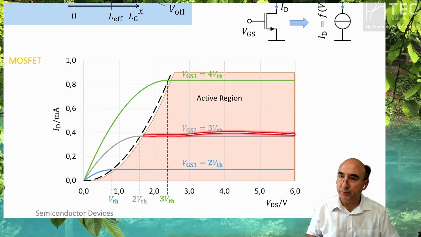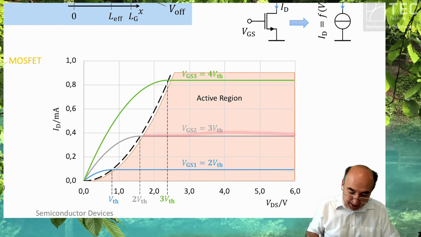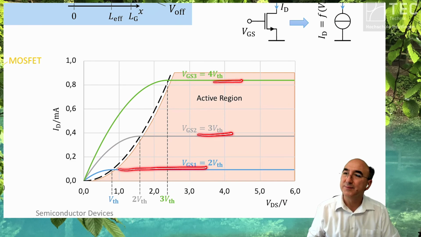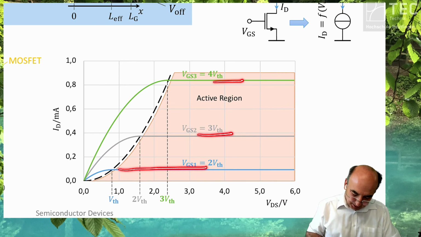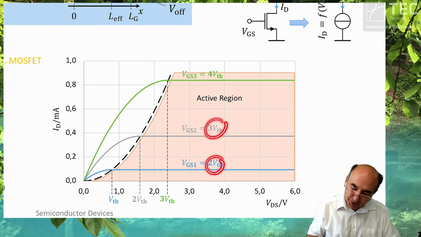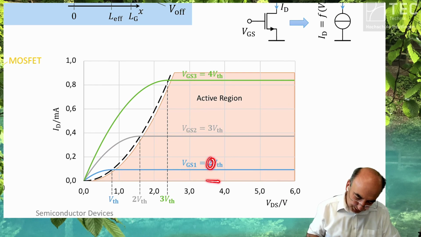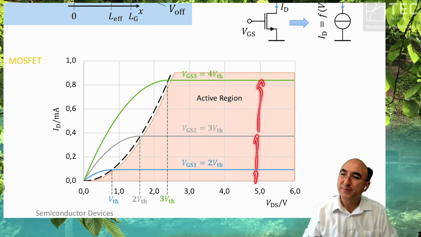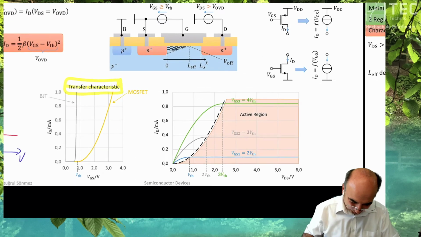Square root to the overdrive voltage. Yes, that's seen here in these distances. So you increase the threshold, you increase the gate source voltage, so linearly 0, 1, 2, 3, and so on. And the distance is increasing further.